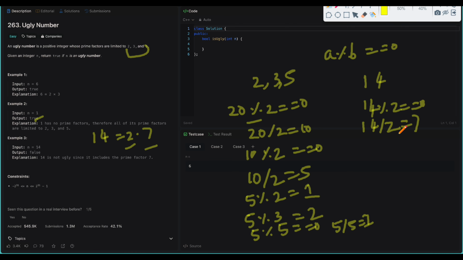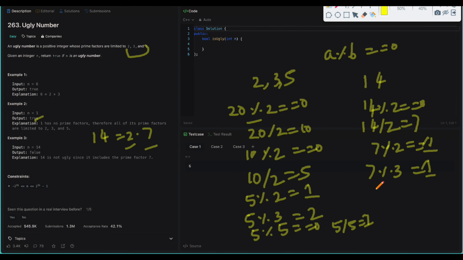So now we will check, is 7 divisible by 2? And the answer is no, because we will get 7 modulo 2 is equal to 1, which is not equal to 0. So we will go to the next prime factor, that is 3. So we will check, is 7 divisible by 3? And the answer is again no, because we will get 7 modulo 3 as 1.